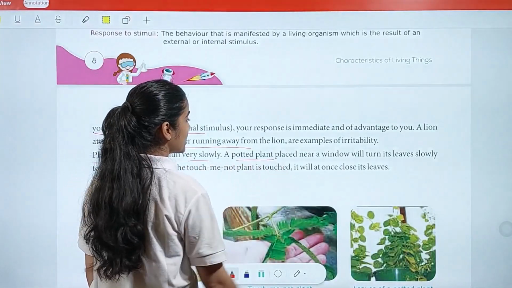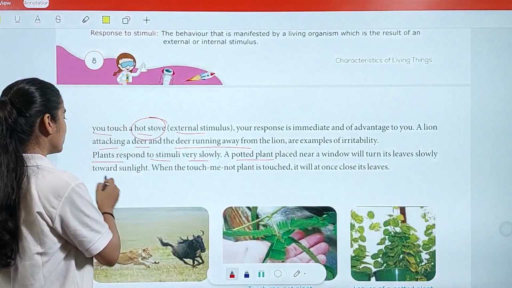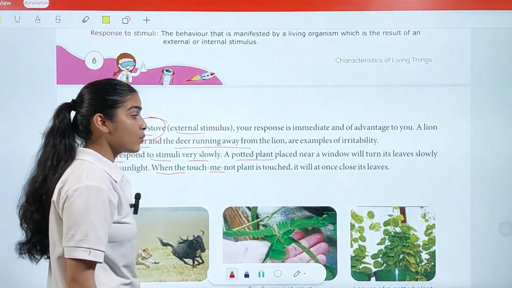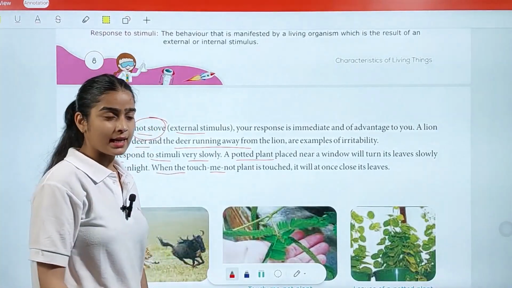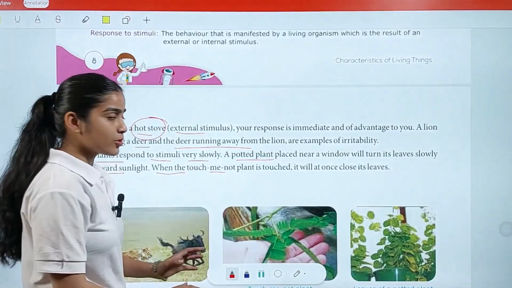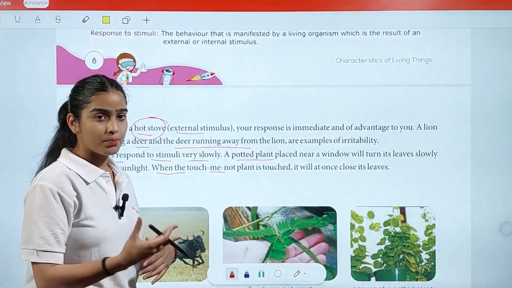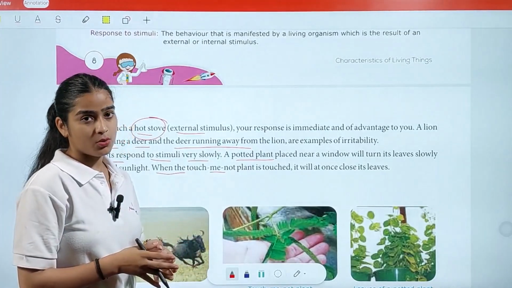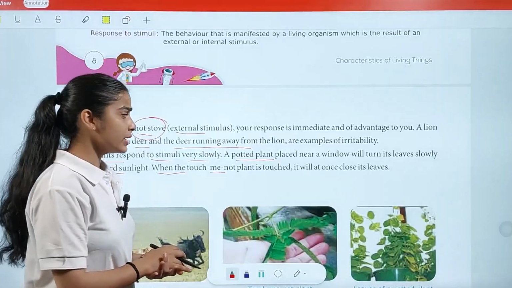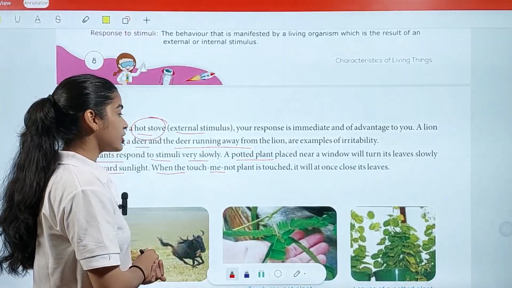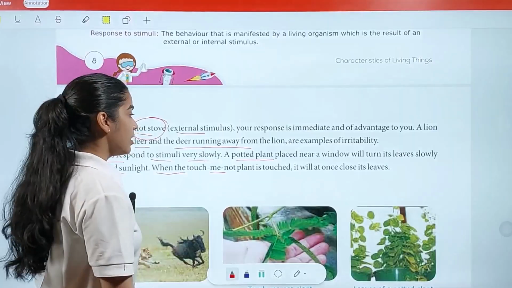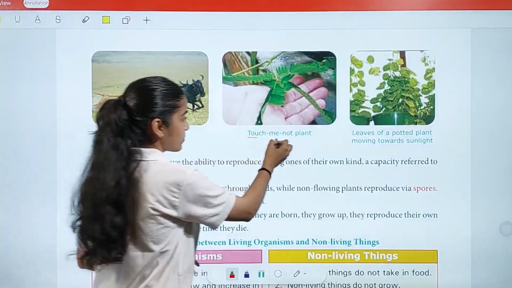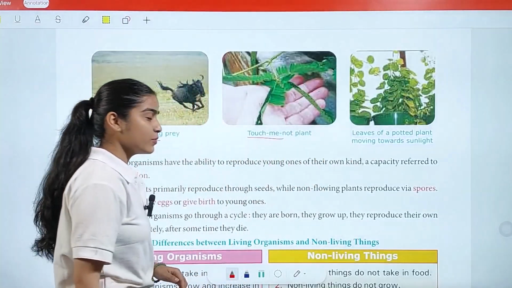A potted plant placed near a window will turn its leaves slowly towards sunlight. When the touch-me-not plant is touched, it will at once close its leaves. So we understand that in plants this process of responding to stimuli is very slow compared to animals and human beings, because they close their leaves slowly. Now we have a lion chasing prey, a touch-me-not plant, and the leaves of a potted plant moving towards the light.